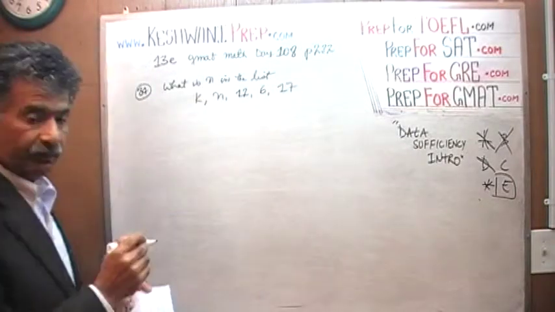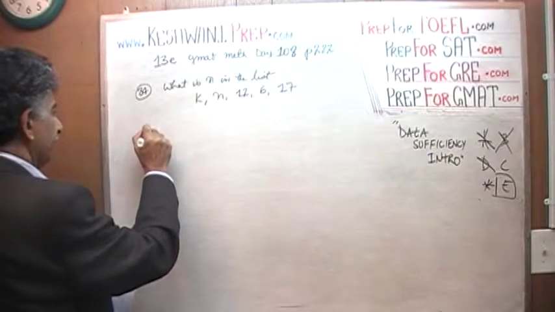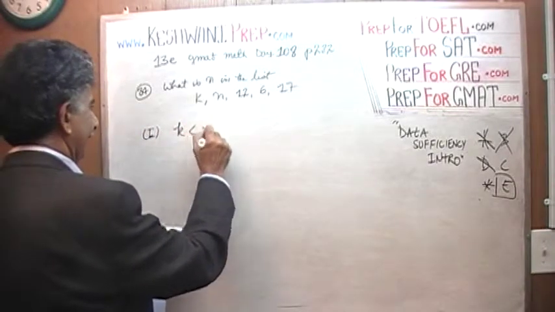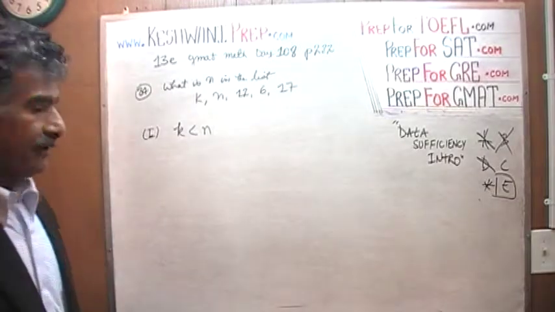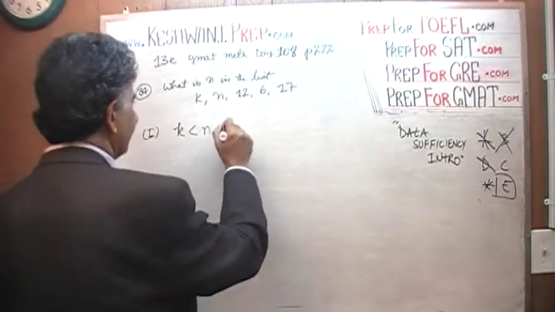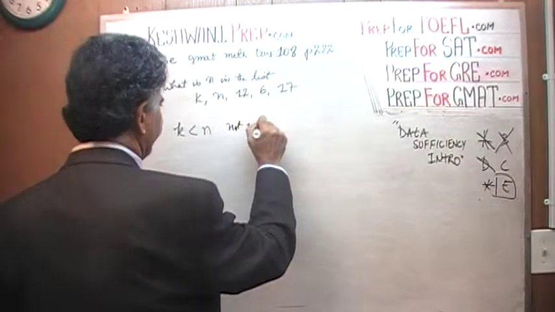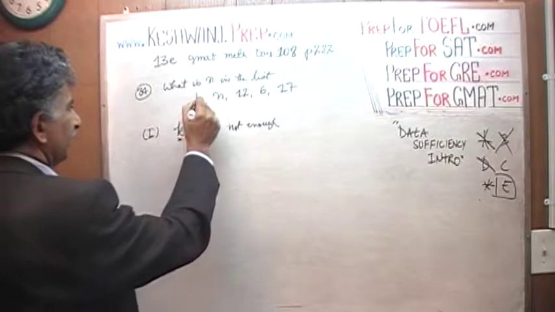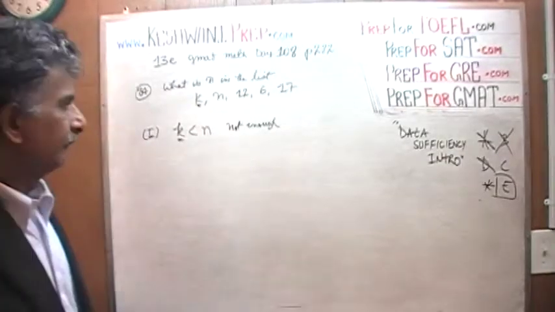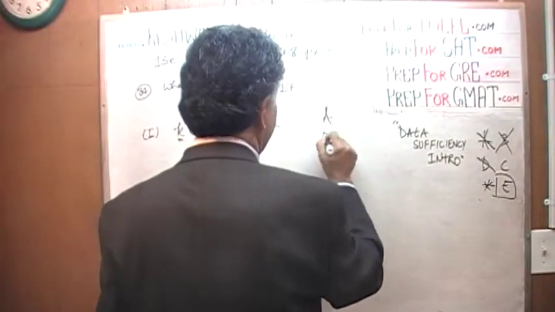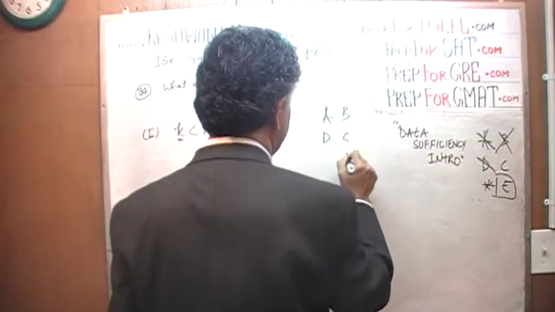Let's see what they give us in the first statement. In the first statement they tell us that k is less than n. Is that enough for us to figure out what n is? The answer is no, this is not enough. Now don't worry about the fact that sometimes I use the capital letter, sometimes I use a small letter, it doesn't really matter. The first statement is not enough. Therefore, A, D, B, C, E.